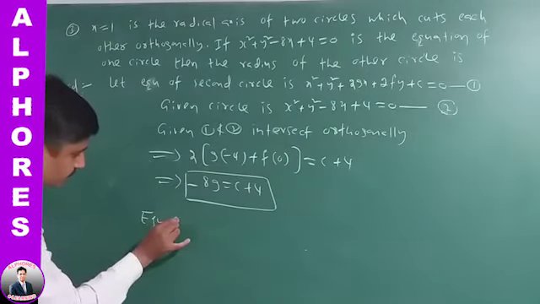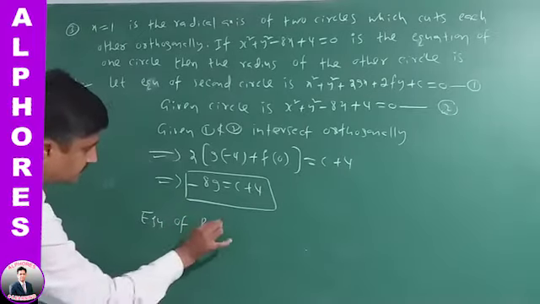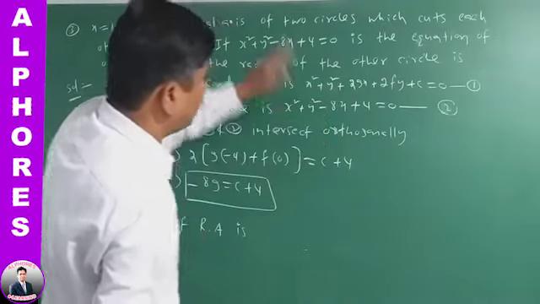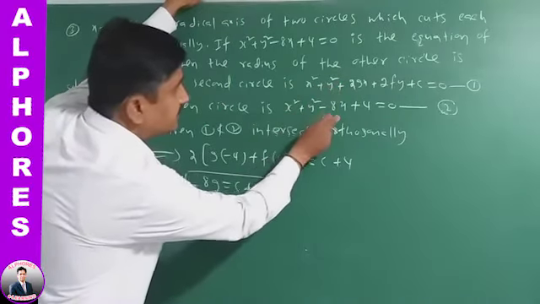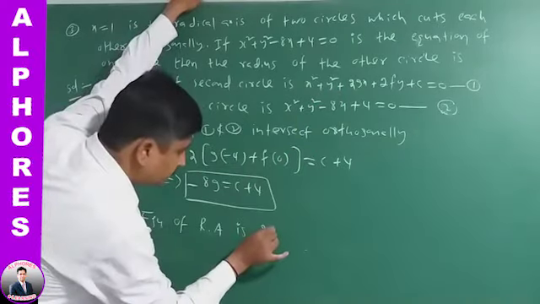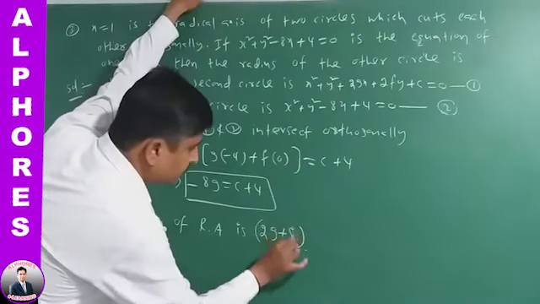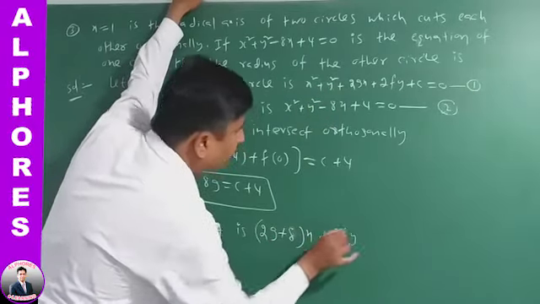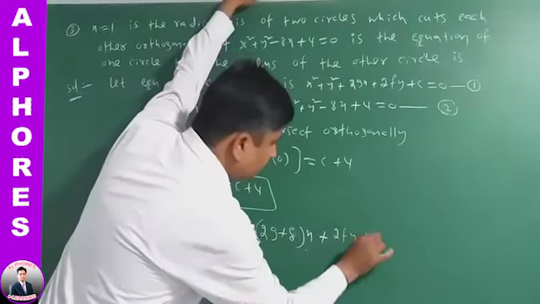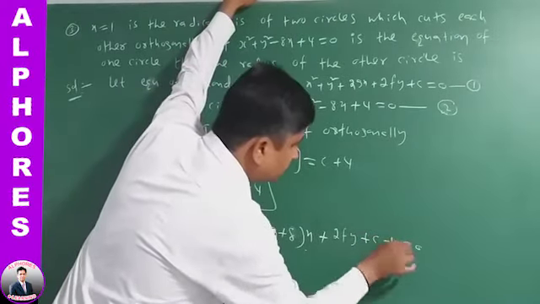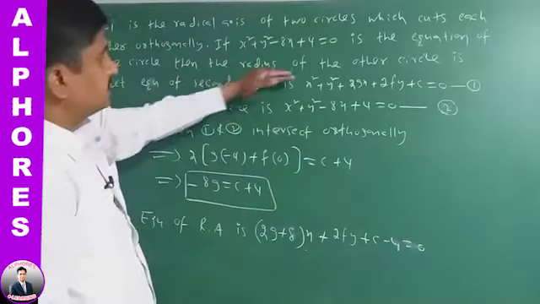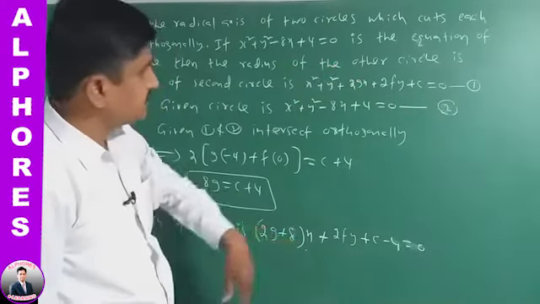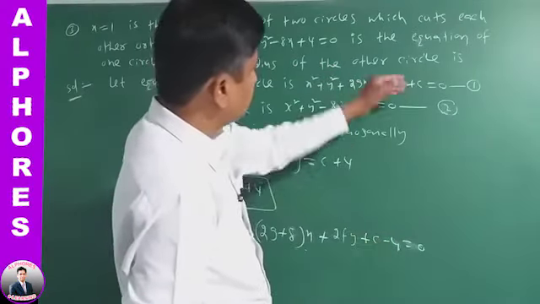The equation of the radical axis is equation 1 minus equation 2 equal to 0. It is 2g plus 8 into x, plus 2fy, plus c minus 4 equal to 0. Here the radical axis of these two circles is S minus S dash equal to 0. It is (2g plus 8) x plus 2fy plus c minus 4 equal to 0.